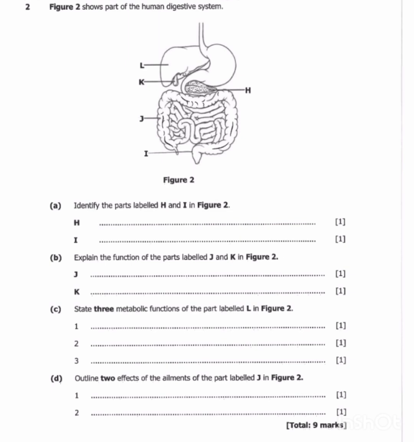Then number 2, the liver is also responsible for deamination of excess amino acids. Then the liver is also responsible for metabolism of carbohydrates.